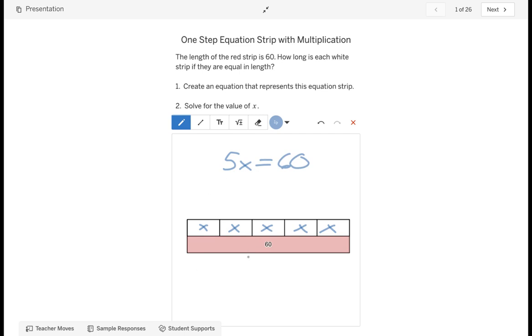Now we're going to solve. So we know that 5 x's are 60. That means if we broke up this 60 into 5 equal pieces, we're breaking up the 60 into 5 equal pieces. So what's the value of each one? Well, that would be 60 divided by 5, which is going to be 12. So each x is equal to 12.